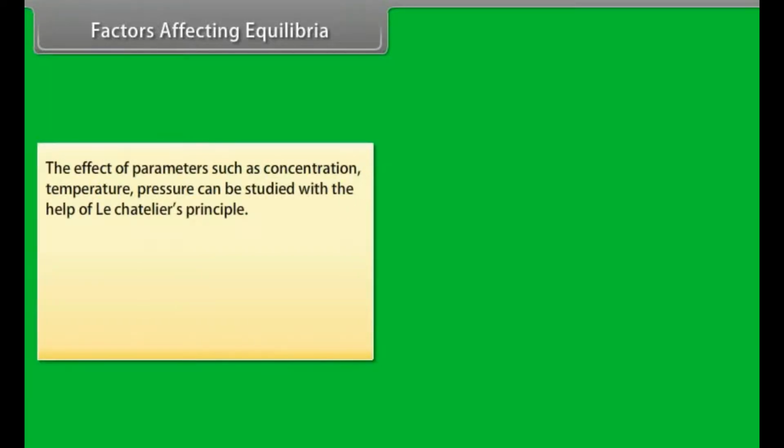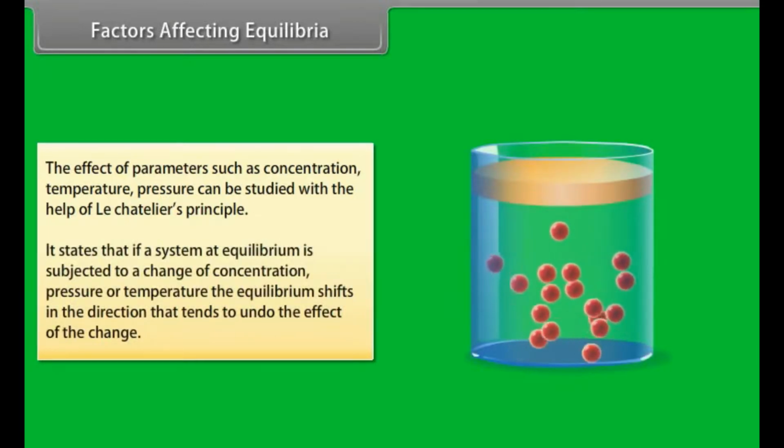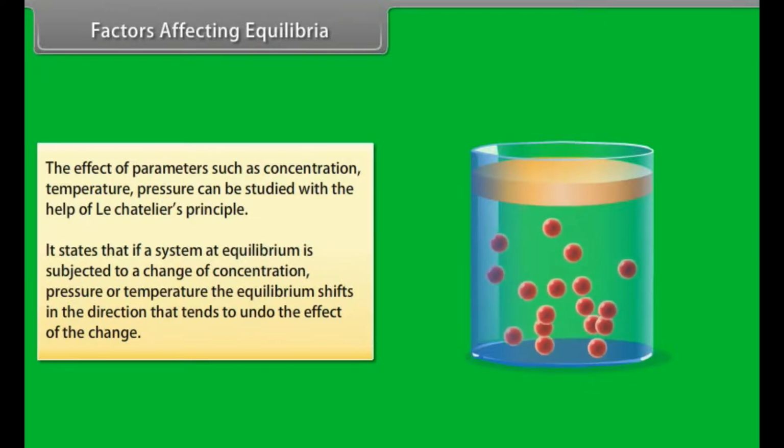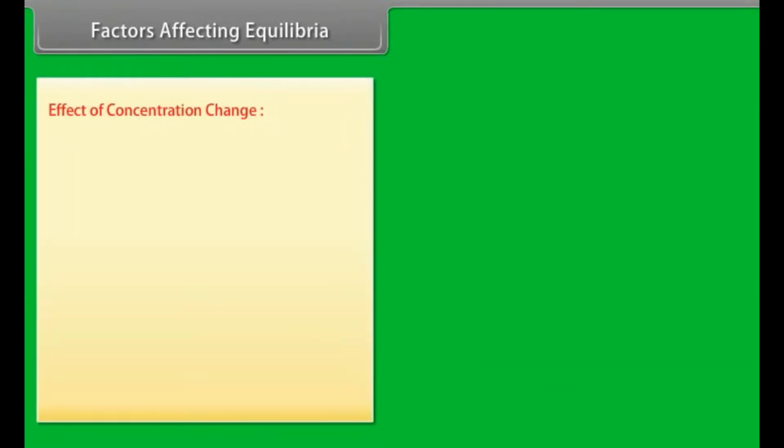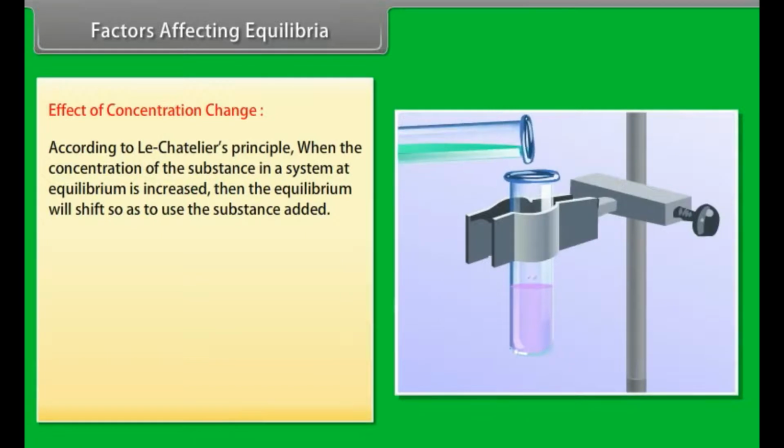Factors affecting equilibria. The effect of parameters such as concentration, temperature and pressure can be studied with the help of Le Chatelier's principle. It states that if a system at equilibrium is subjected to a change of concentration, pressure or temperature, the equilibrium shifts in the direction that tends to undo the effect of the change. Effect of concentration change. According to Le Chatelier's principle, when the concentration of a substance in a system at equilibrium is increased, then the equilibrium will shift so as to use up the substance added.